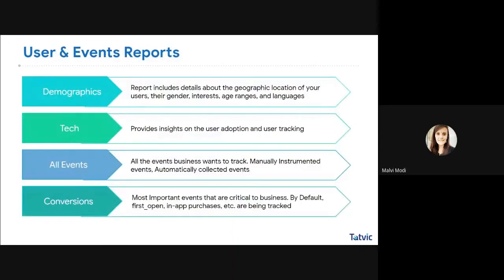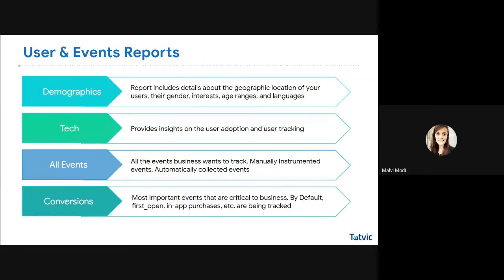Now moving ahead, we have the user and the events reports over here. Under user reports, we have demographic and tech reports. Demographics are nothing but the user persona reports. This provides us an insight on all the user-related dimensions: where the user is coming from, what is the age of the user, what language they might be using, etc. The tech reports are helpful to us in knowing from where the users are visiting the website. Basically, we can also check the user adoption and user tracking over there.